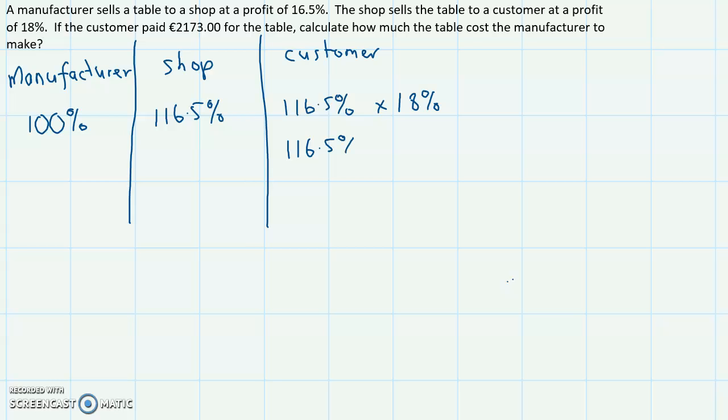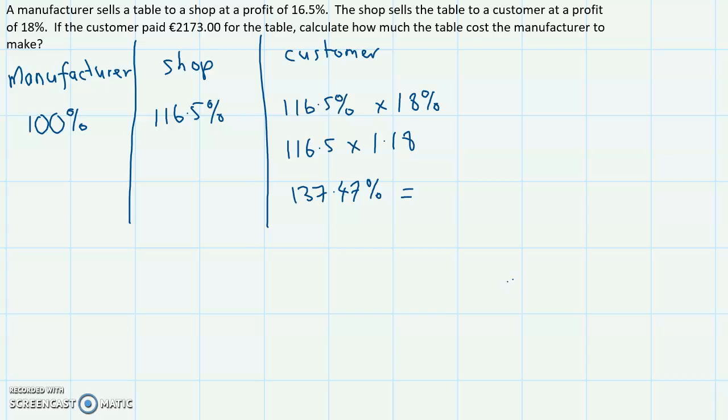you can leave out the percent when you're doing it in your calculator, 116.5 multiplied by 1.18, so you're increasing it by 18%. So that will tell you what the customer paid, or what percentage the customer had to pay. So 116.5 multiplied by 1.18 is equal to 137.47. So that's the percentage the customer was actually paying.